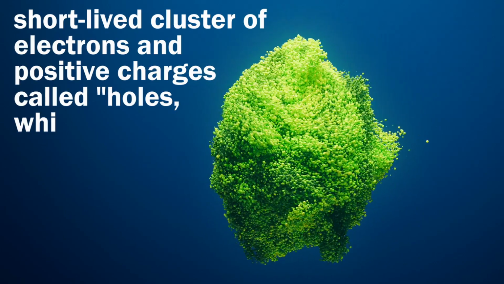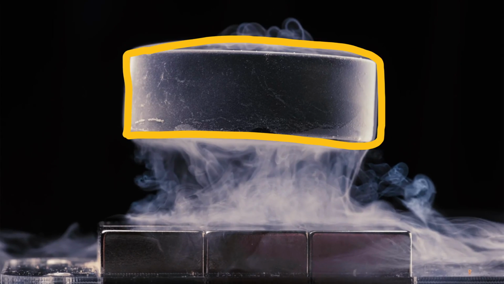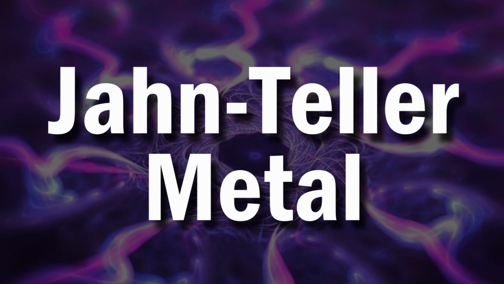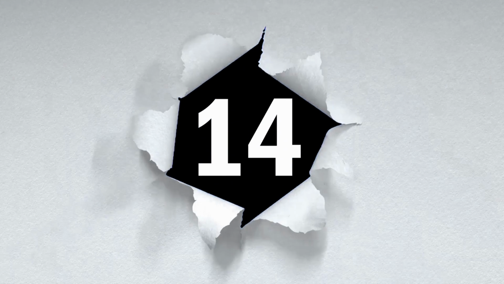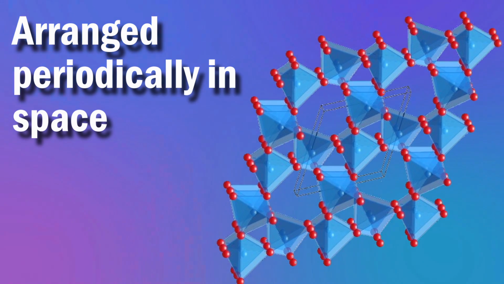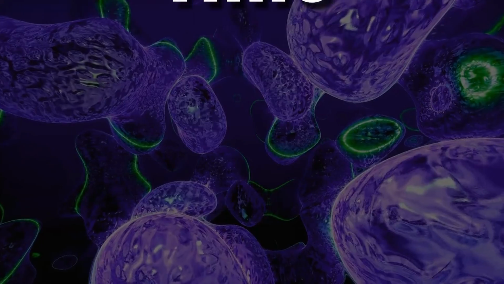Dropleton, a short-lived cluster of electrons and positive charges called holes which behave like a liquid. Superconductivity is a phenomenon in which certain materials can exhibit zero electrical resistance when cooled below a critical temperature. Jahn-Teller metal, a material that appears to be an insulator, superconductor, metal and a magnet all rolled into one. Unlike traditional crystals where the atoms are arranged periodically in space, the atoms in time crystals are arranged periodically in both space and time.